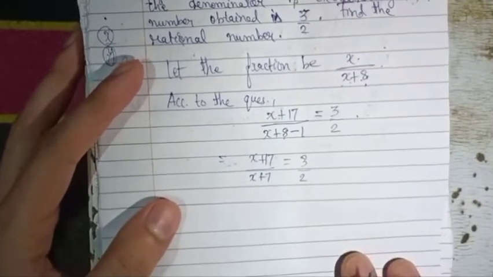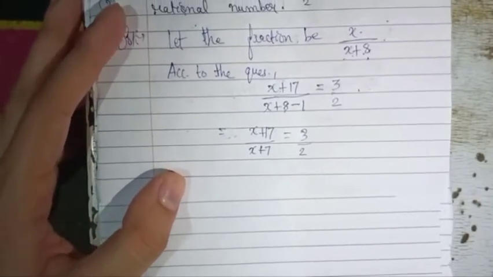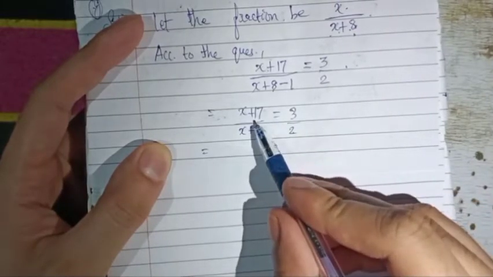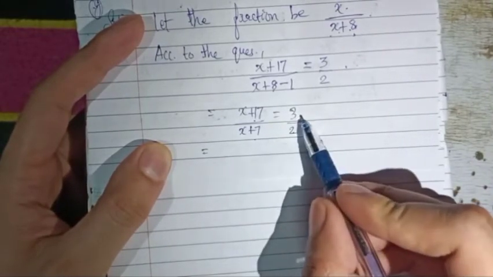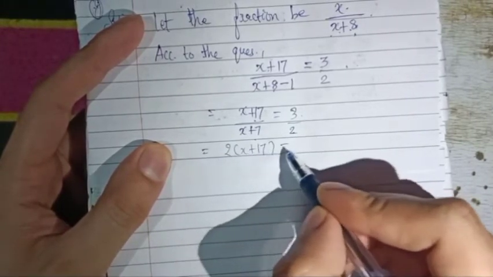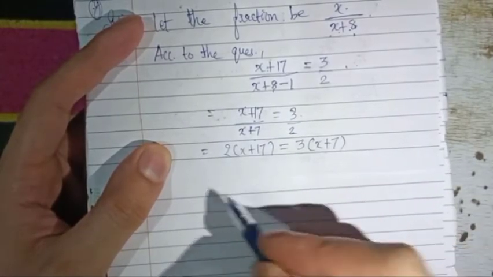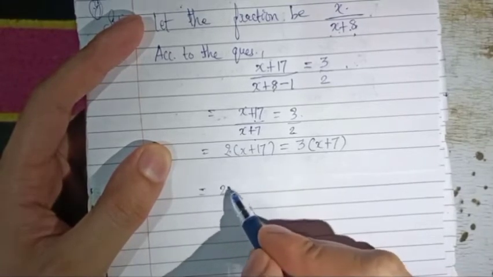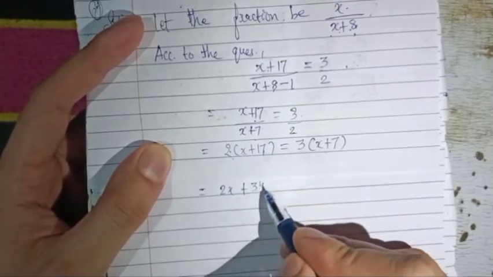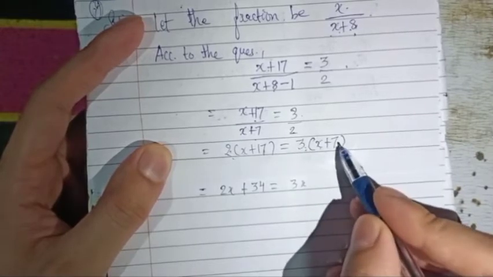Okay, now the only thing which is remaining is just to cross multiply the values. Now when we cross multiply, then 2 will multiply to the left hand side, x + 7 will multiply to the right hand side. So 2 multiplied by (x + 17) is equal to 3 multiplied by (x + 7). Okay, then 2 will multiply inside the bracket, so 2x + 2 times 17, 2 17s are 34, and it is equal to 3 multiplied inside the bracket, so 3x, 3 multiplied with 7, so 3 7s are 21.